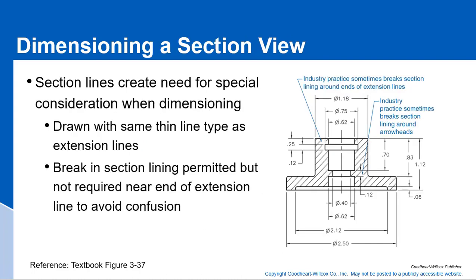Here's a little bit about dimensioning a section view. Section lines create a need for special consideration when dimensioning. They're drawn with the same thin line type as extension lines. Industry practice sometimes breaks section lining around arrowheads. See what we've done here? And sometimes you break section lines around extension lines as well. So that's what's being done there.